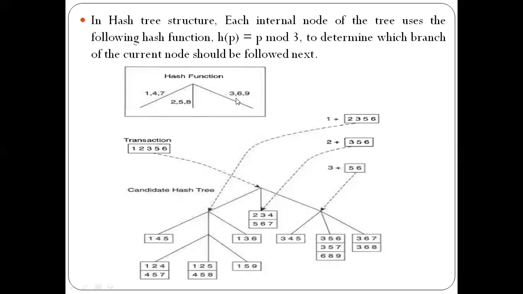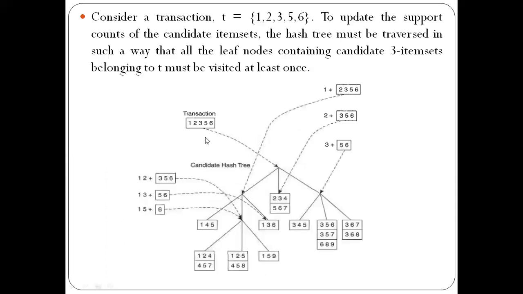Now coming to the support counting process. Here we have a transaction that contains five items: 1, 2, 3, 5, 6. These are the items present in the transaction. I need to perform the support counting here in order to determine the support count of the candidates. So how can we do that? The support counting process has been shown in this diagram.